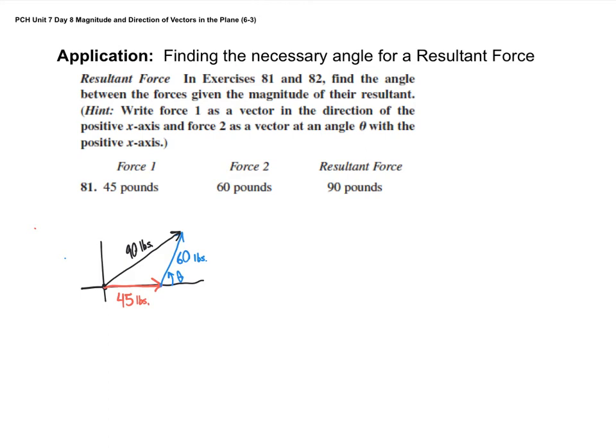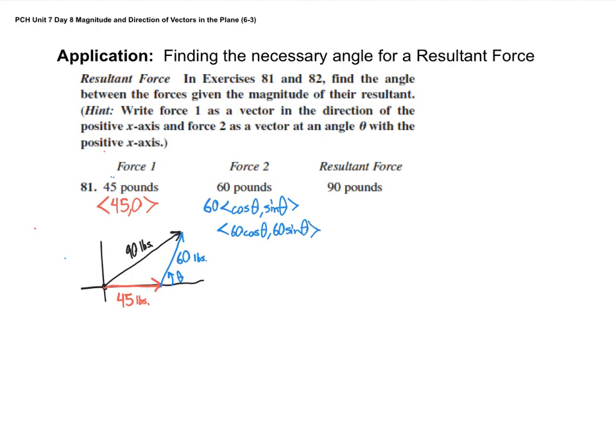The nice thing is, because I drew the first force vector the way I did, this is just the vector 45, 0. Okay? We're not going up or down, we're just going 45 to the right. Okay? Now 60, we're going to have to use our formula for. So it's going to be 60 cosine theta, 60 sine theta.